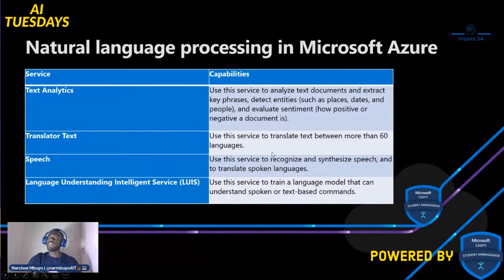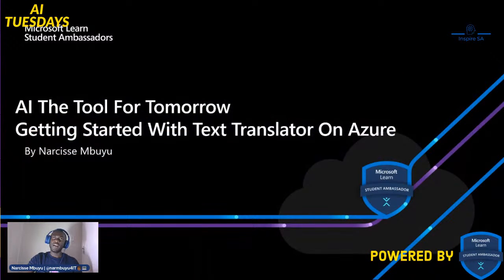If we read correctly, it says we use this service to translate text between more than 60 languages. And we'll get to see what those languages include, basically. So let's get started. Getting started with text translator on Azure. That's today's session.